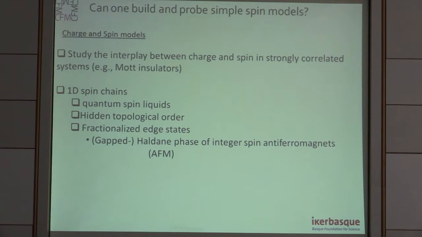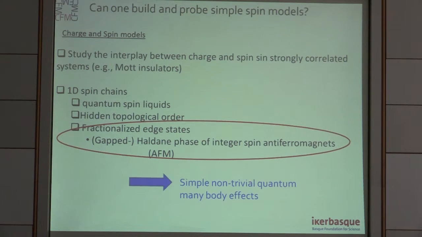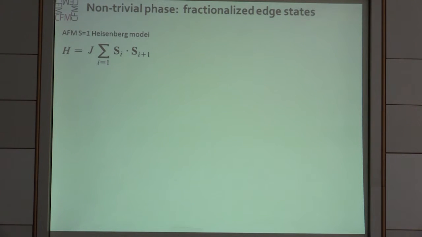And especially in regard to these fractionalized edge states, they can appear, for instance, in integer spin antiferromagnetic chains. And this will be the central topic of this talk, and in particular, they are one of the simplest consequences or effects of the many-body interactions in a system. So, as I said, these fractionalized edge states appear in particular in the spin-1 Heisenberg chain.